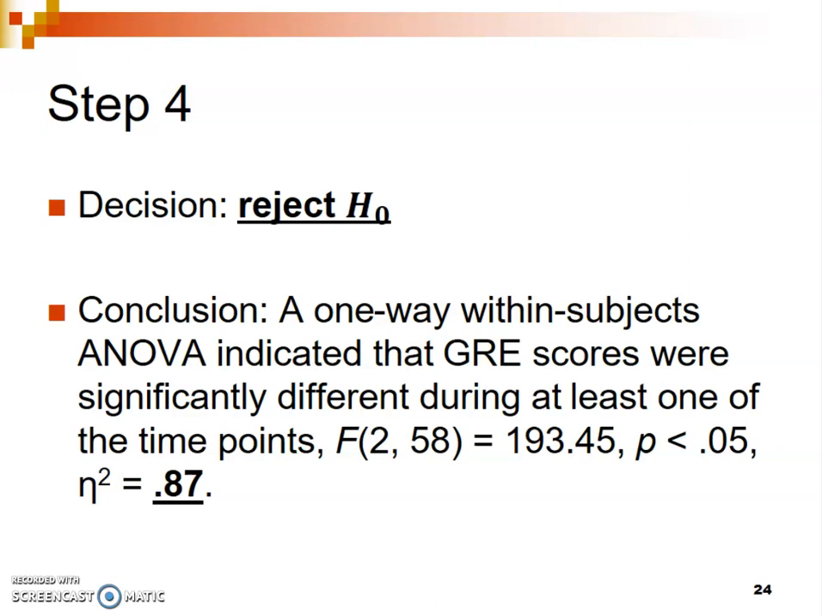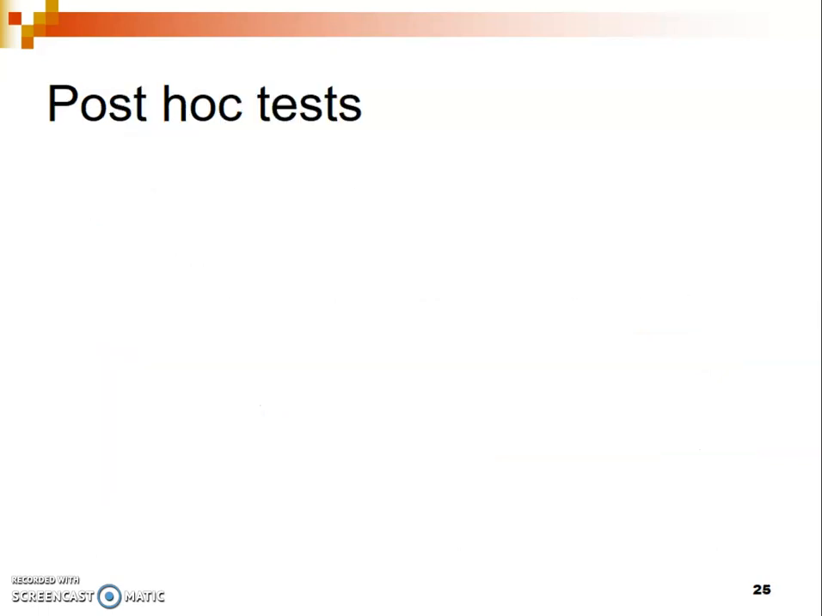So just like in chapter 12, at this point, if we have made that decision to reject the null hypothesis, we're saying at least one of these is different, but we need to do an additional step to figure out which of our time points was different from the rest. So the way we'll do this is, again, through a post-hoc test.